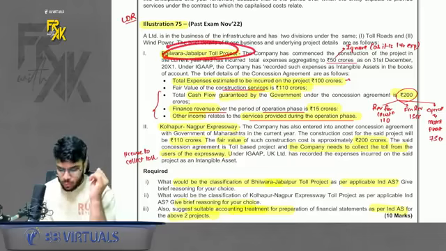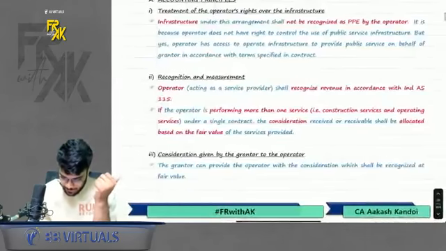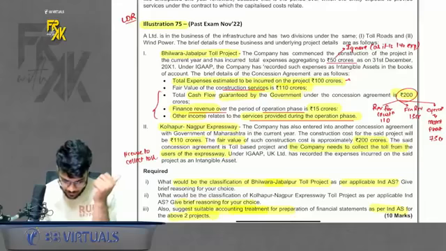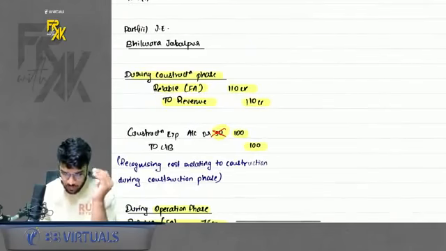There are two toll projects. First, where the government will pay you money. Okay. And the second, where the government will give you an intangible asset. Okay. So if you want, I'll just give an overview of it. Please have a look here.